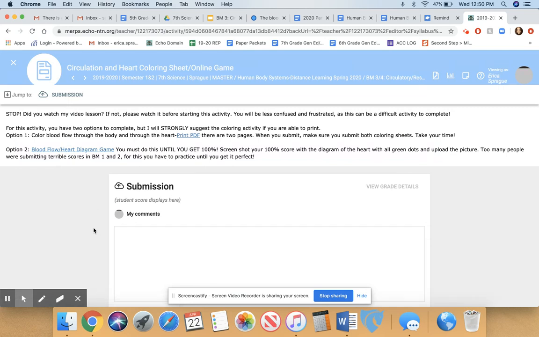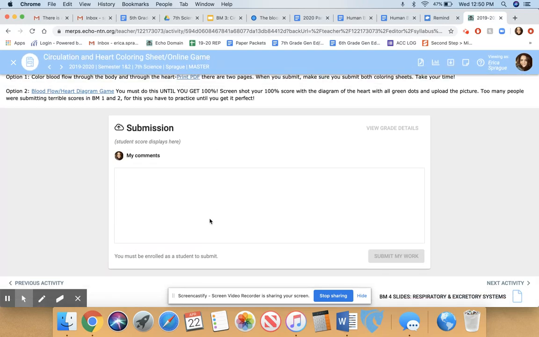screenshot right here. Circulation and heart coloring sheet. Here's a link to the PDF if you'd like to print it. Here's a link to the game, and then you have a submission box for that.